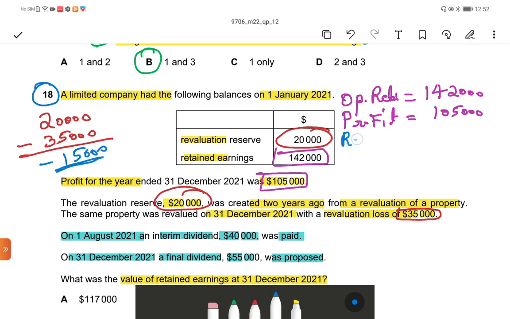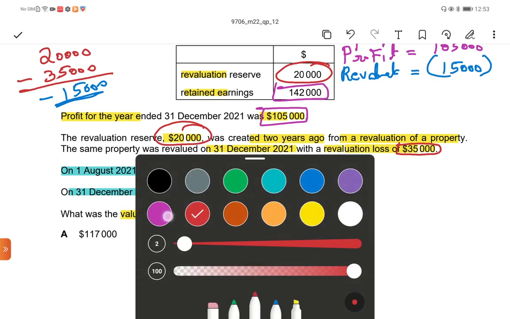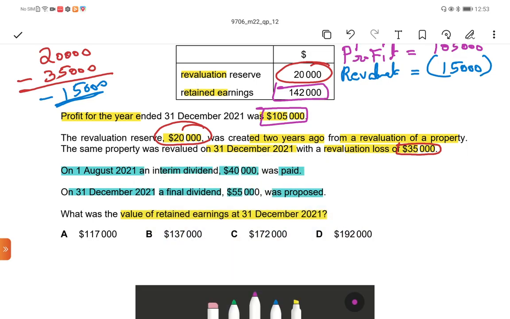So revaluation loss is equal to 15,000 minus. You can put it in the bracket or you can put minus. Then revaluation reserve we are done. Next, here dividend paid. Interim dividend 40,000 paid. Paid means it will decrease the retained earning.